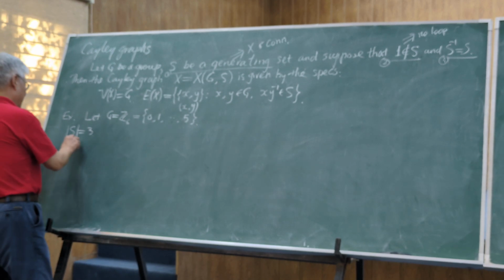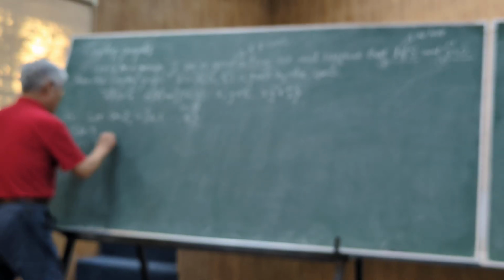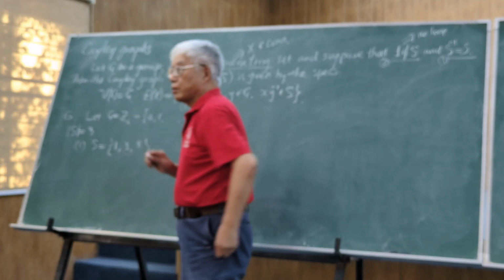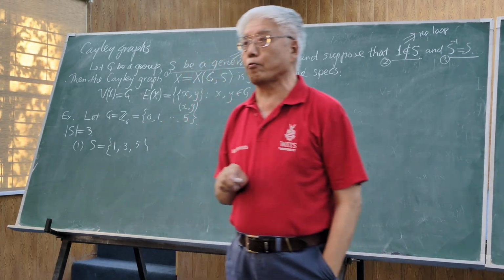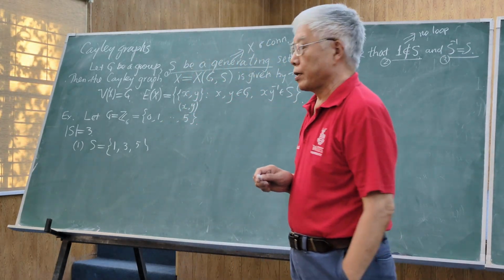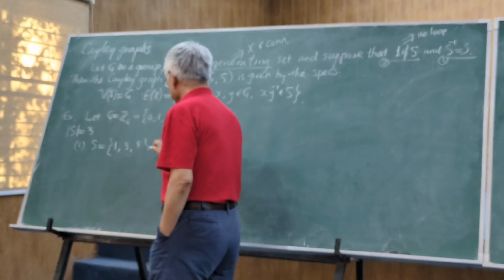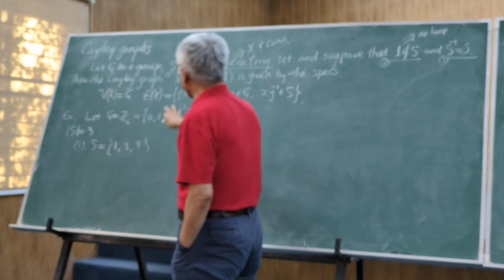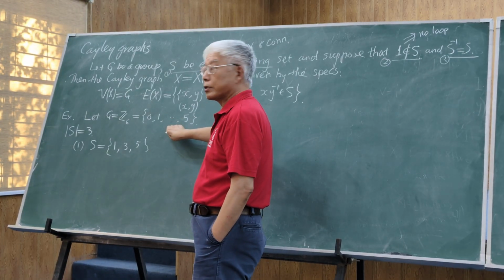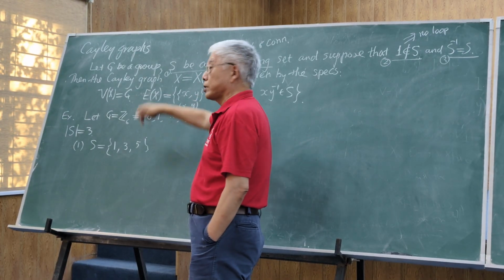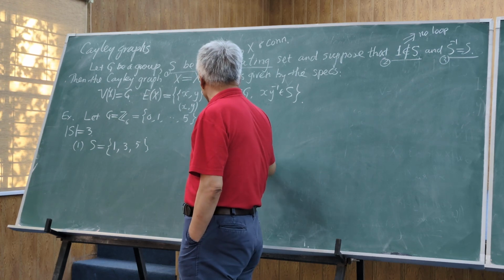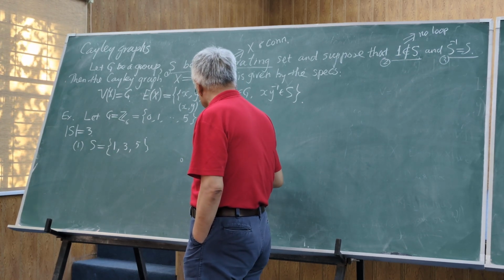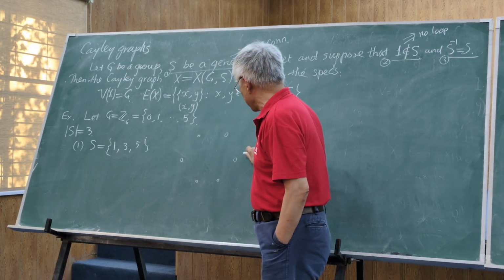So this is the first case: S is equal to 1, 3, 5. 1 inverse is 5, 5 inverse is, the negative of 1 is 5, the negative of 5 is 1. The negative of 3 is 3. What do we get? I'm not going to even label the graph. This has 6 vertices because the group has 6 elements in it. So the set of vertices is G, 6 vertices. Without labeling you can get it actually. Only you need to know that one of them is 0.